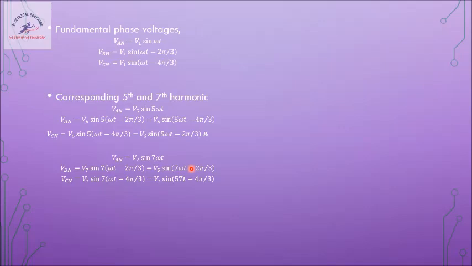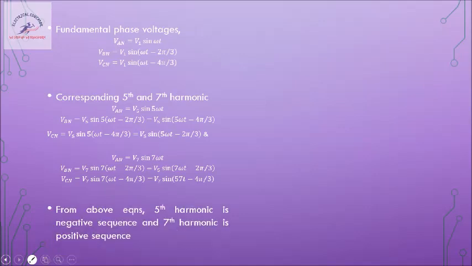Please try this in the calculator so that you can remember the equations very quickly. Now here we observe that it is 0, 120 and 240, same as that of the fundamental. So the seventh harmonic components are in phase with the fundamental. If we call the fundamental the positive sequence, then the fifth harmonic we can call a negative sequence, and the seventh harmonic a positive sequence component. So from these equations, the conclusion is the fifth harmonic components are negative sequence components and the seventh harmonic components are positive sequence components.